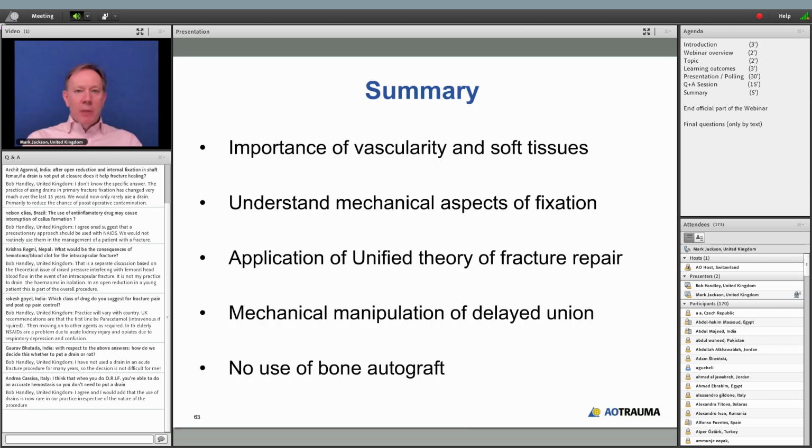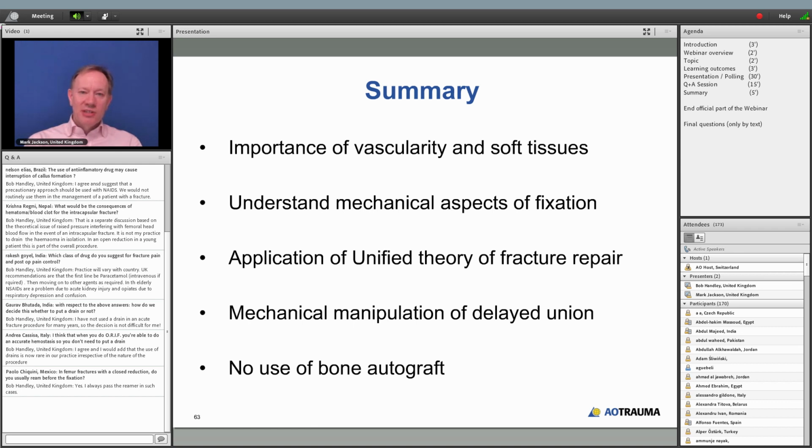So to summarise what we've talked about, I'd like to highlight the importance of vascularity and skilled and delicate surgery and preservation of soft tissues around the fracture. Hopefully you now have an understanding of some of the mechanical aspects of fixation and have been introduced to the unified theory of fracture repair and the ability to modulate and to change the mechanical environment of the fracture to encourage union, and have been able to unite these fractures without the use of autologous bone graft.